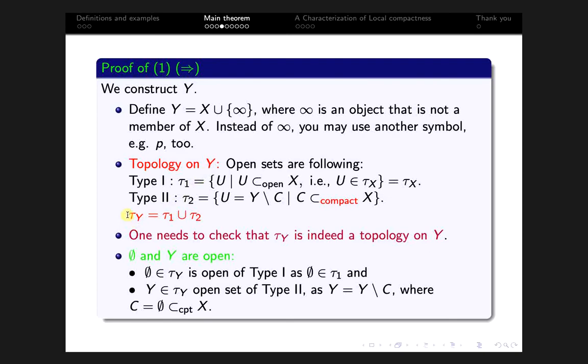Now we claim that tau Y is a topology on Y. Okay, now many things we have to check here. Firstly, we have to check tau Y is a topology on Y. Well, the first condition to check is empty set and whole space Y, these are open.